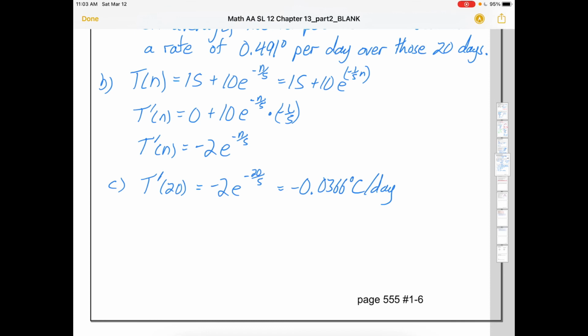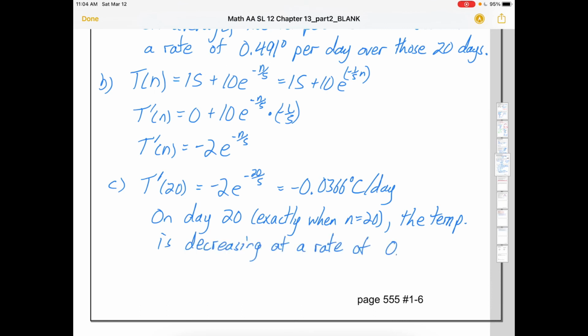What that tells us is that on day 20, or exactly when n equals 20, the temperature is decreasing at a rate of 0.0366 degrees Celsius per day. Now, why would there be such a big disparity? Well, we already know this because of the nature of exponential functions. They decrease quickly at the start or around where x is equal to 0, and they're going to decrease less quickly when we get to further and further out because they're asymptotic in nature.